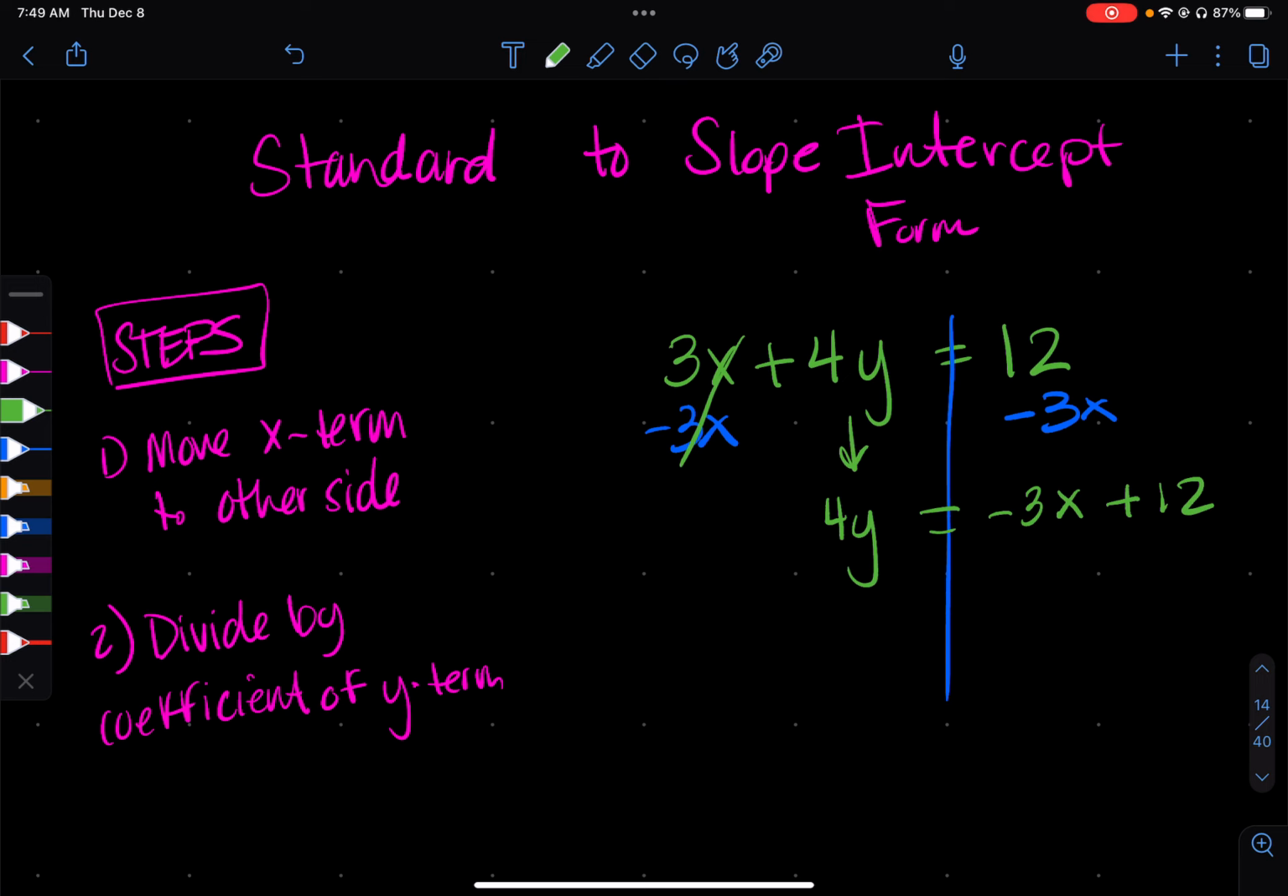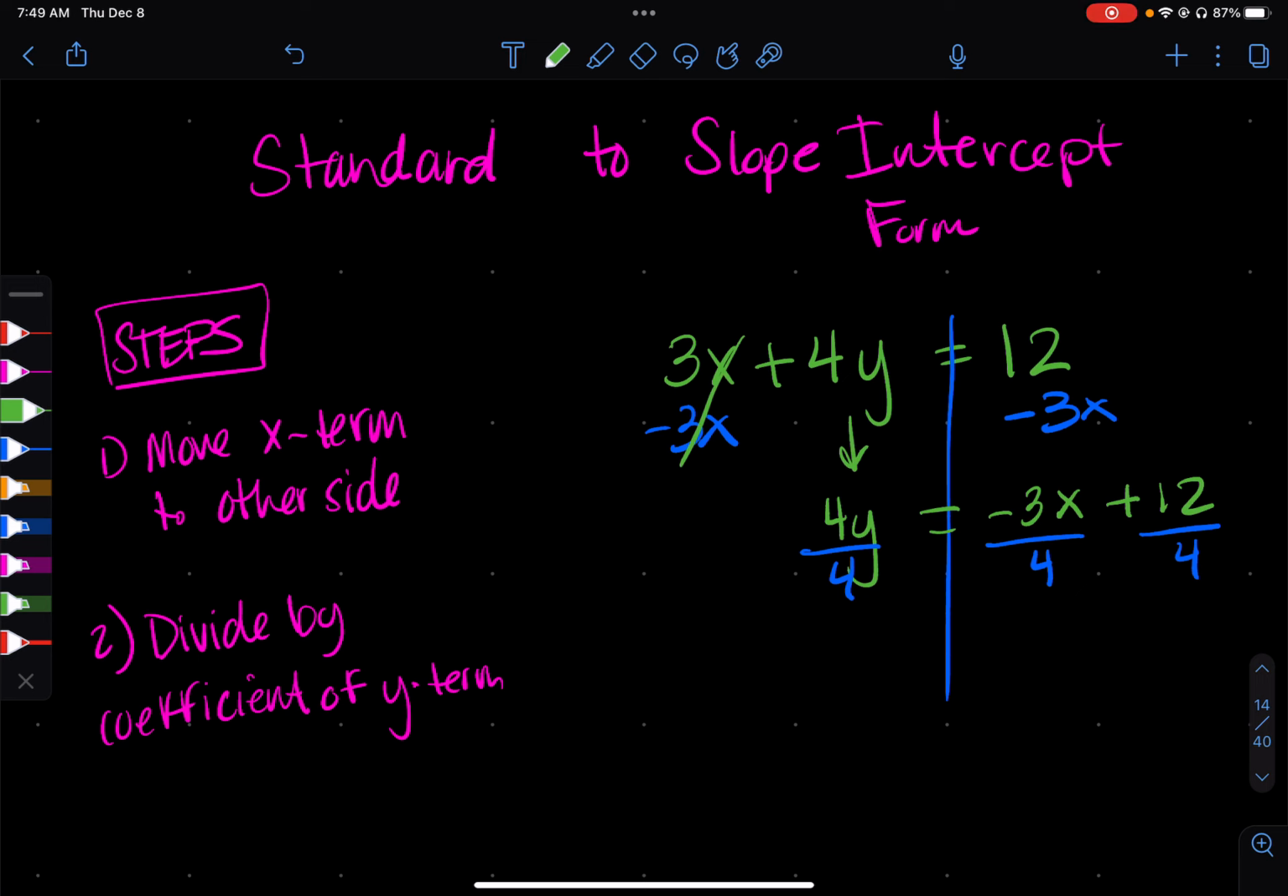All right, next, step two says divide by the coefficient of your y term. All that means is whatever number's in front of your y, you must divide if it's greater than 1. All right, so let's go ahead and divide by this 4. What I do to one side, we always must do to the other side, and we divide everything on that side by 4. So now what do we got?